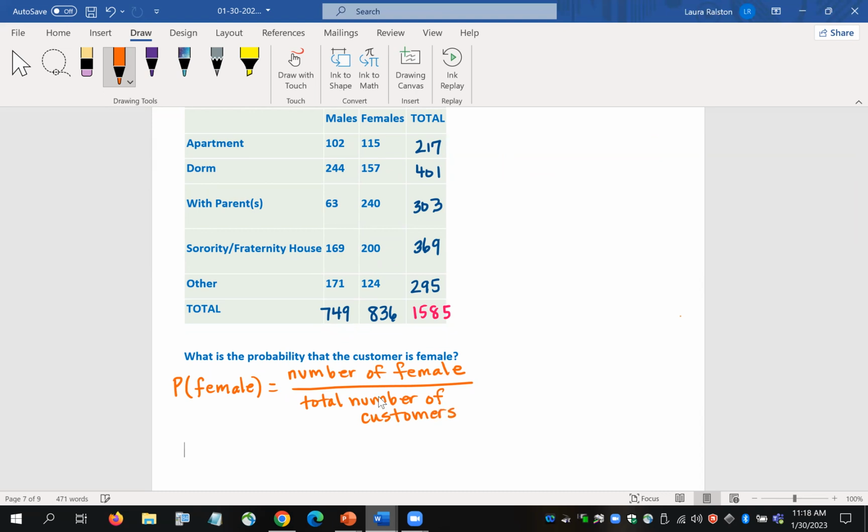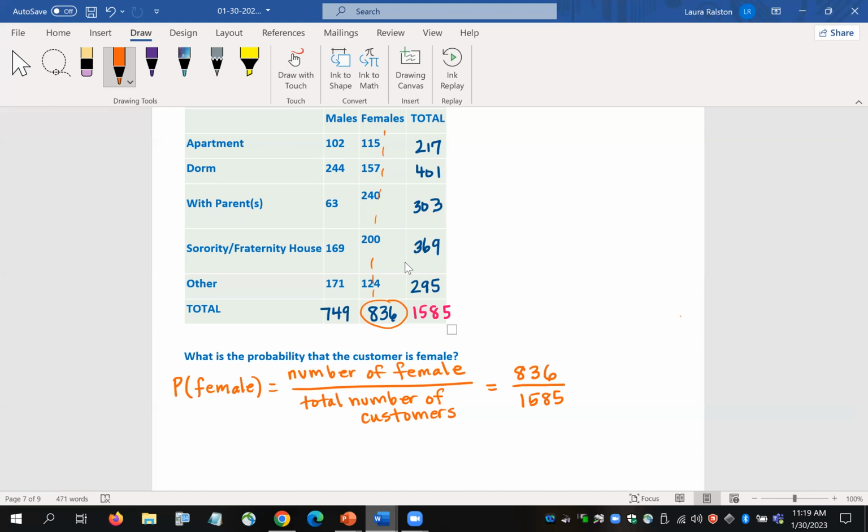Now, I anticipate somewhere along the way you learned a little bit about probability, okay? But I'm trying not to make too many assumptions. So just to do a straight, flat out probability question, for the probability that it's a female, I have to consider how many were female out of the total number of customers. So if I go back to this table and I look at the column for females, there were a total of 836 females out of a total of 1,585 customers.